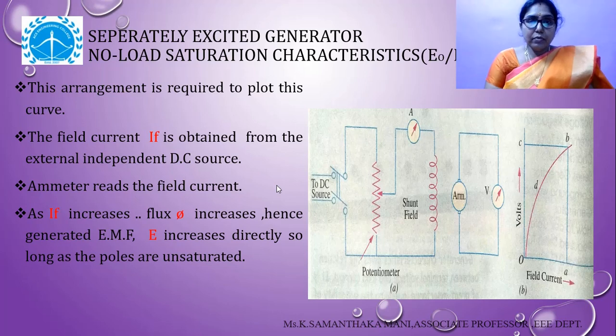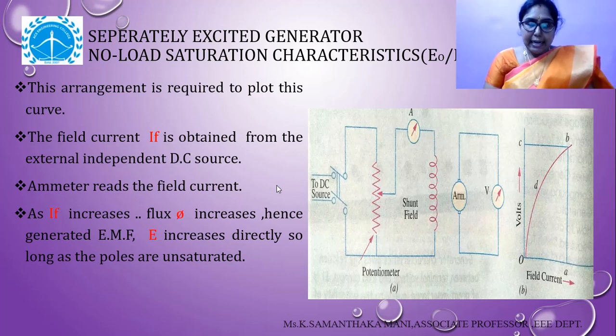Now, till now we have seen what the different characteristics mean: the no load saturation characteristic curve, the internal characteristic curve, and finally the external characteristic curve. We just defined what those characteristic curves are. But now we are going to see individually how we get these values, the experimental procedure for each.